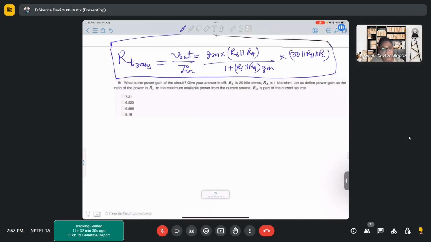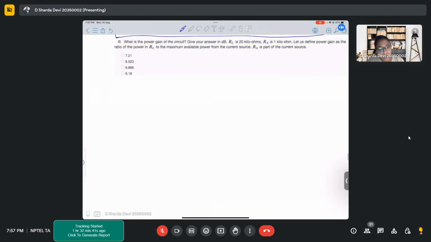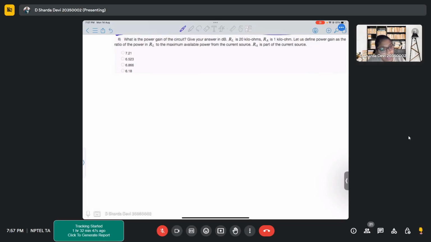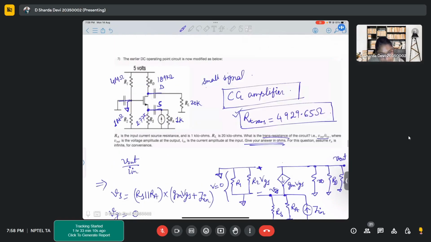Okay. So let's move on to the next problem. In this problem, what is the power gain of the circuit? Give your answers in dB. RL and RA are mentioned. Let us define power gain as the ratio of power in RL to the maximum available power from the source. Okay. So in this particular circuit, any doubts?